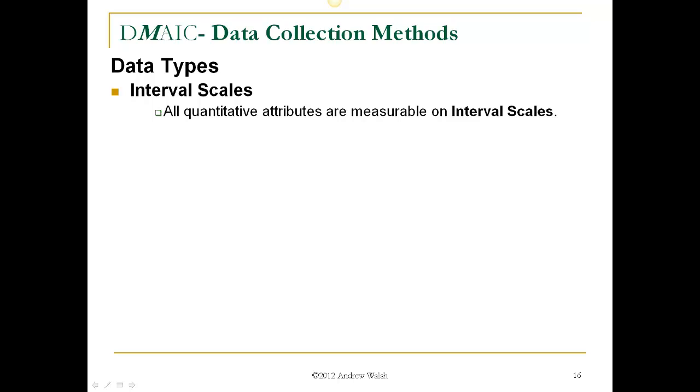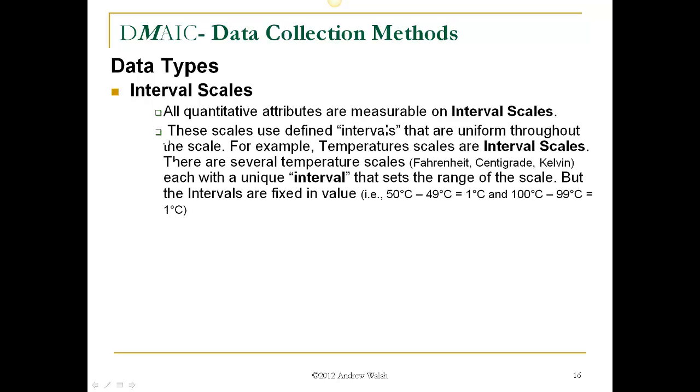Interval scales. All quantitative attributes are measurable on interval scales. These scales use defined intervals that are uniform throughout the scale. For example, temperature scales are interval scales. There are several temperature scales out there: Fahrenheit, centigrade, Kelvin, each with a unique interval that sets the range of the scale. But the intervals are fixed in value. So 50 degrees minus 49 equals 1 degree, and 100 degrees C minus 99 degrees equals 1 degree C. It doesn't change. The interval is always the same. That's why it's called an interval scale.